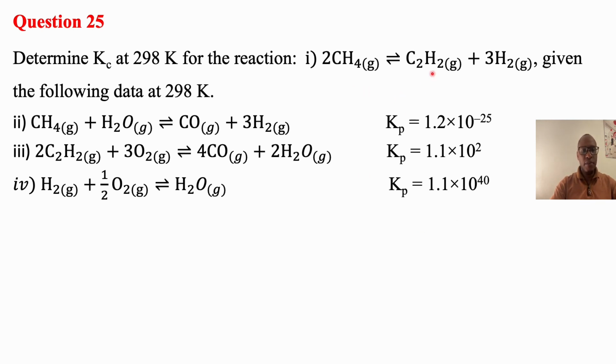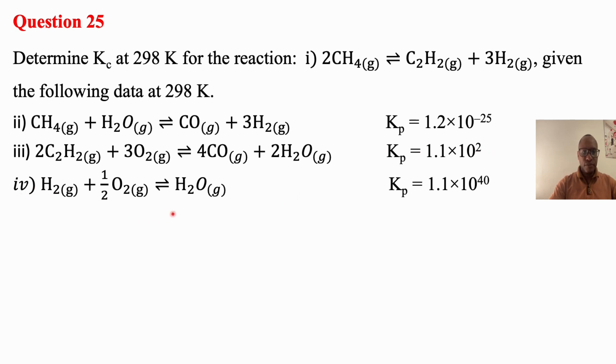Let's first calculate the Kp for the overall reaction. So then next we have C2H2. C2H2 here is in the product, but in this question it is in the reactant. That means we need to reverse this reaction. After reversing, we are going to invert this Kp. But here we have the C2H2, so that means here also we need to divide by 2. So we are reversing and also dividing by 2. That means this Kp we will invert and take the square root.